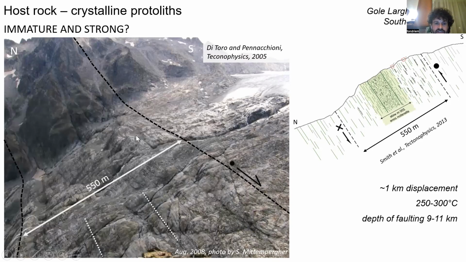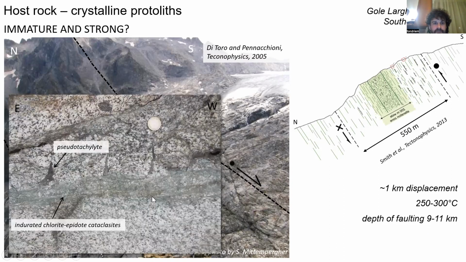So this is, for example, a picture, let's say, of the thickness and the structure of an immature fault zone in non-porous silicatic rocks at this kind of 9 to 10 kilometers of depth in the crust.